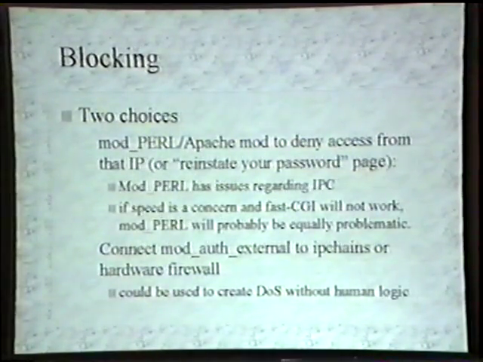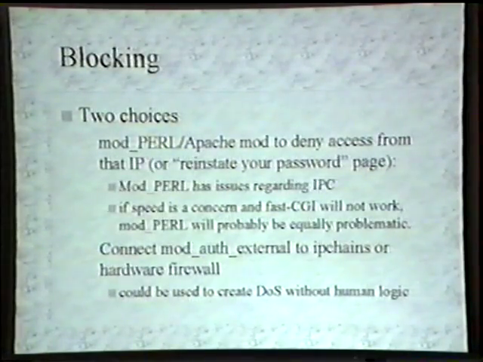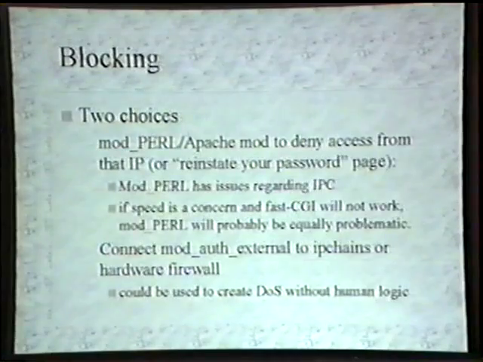Okay, so blocking. You really have a couple of choices. You can do something like I said, send them to a deny access web page and make them call in. That's what E-Trade does, and all the major banks and financial institutions do this. You can also connect it to IP chains or a hardware firewall, add them to an ACL or something, which can create a denial of service without any human logic. That's pretty obvious. I really recommend the first one.